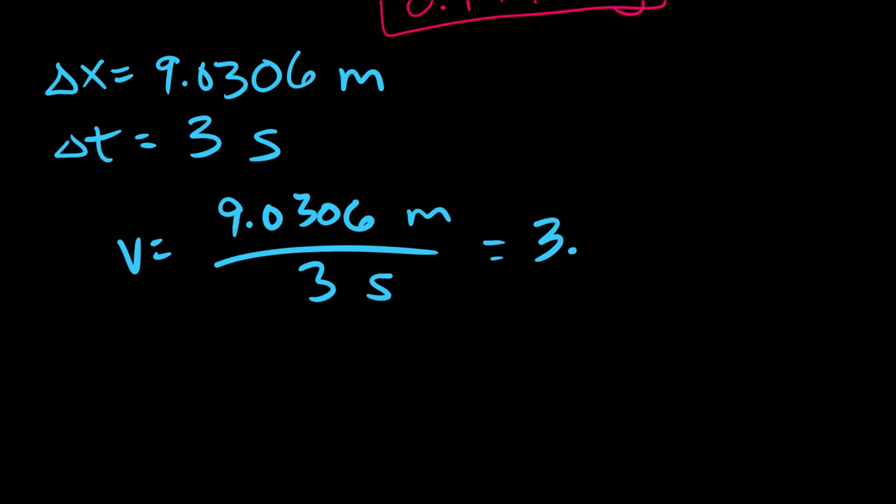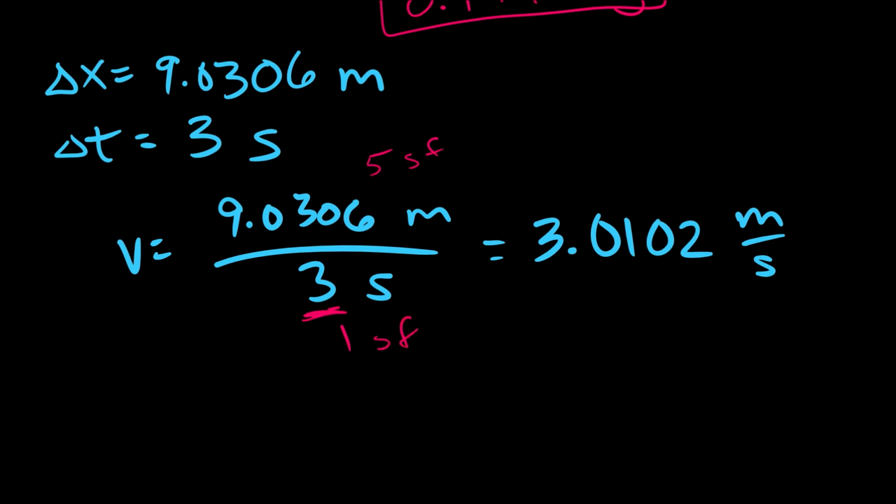Our calculator would spit out 3.0102, but you have to be careful. That's not the answer you can report. We only have 1 sig fig here, a terrible one, whereas the displacement had 5 sig figs. But we're limited by this 1 sig fig. So I can only report that I know that the ball was rolling at 3 meters per second.